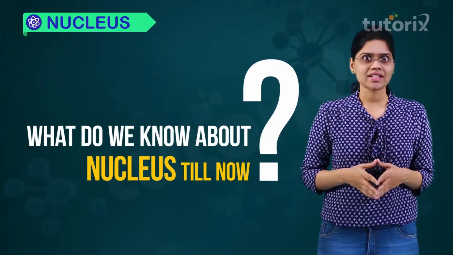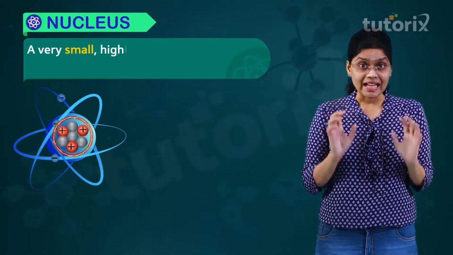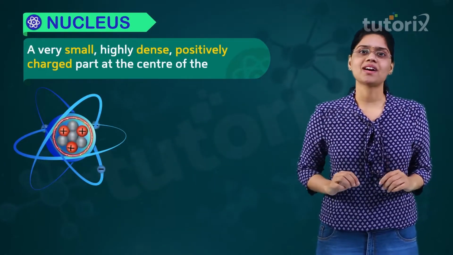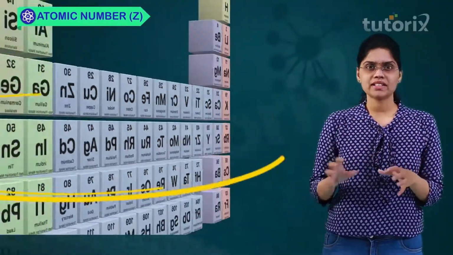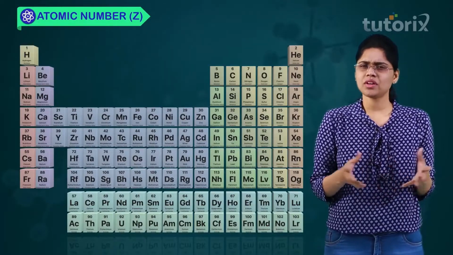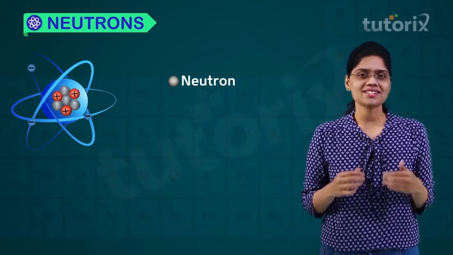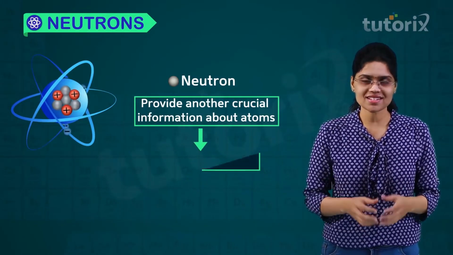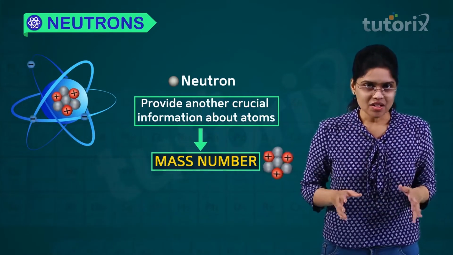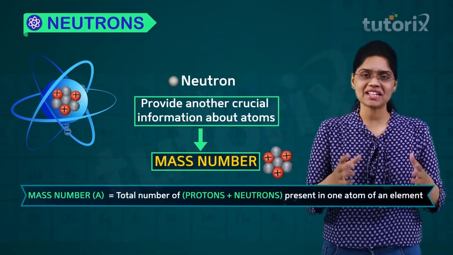What do we know about nucleus till now? Well, we know that nucleus is a very small, highly dense, positively charged part at the center of the atom. Now, before moving on, let's take a quick look at the periodic table here. So, what do you guys see first here? Just like protons, neutrons are equally important and provide us with another crucial information about atoms, which is the mass number. Mass number is the total number of protons and neutrons present in one atom of an element.